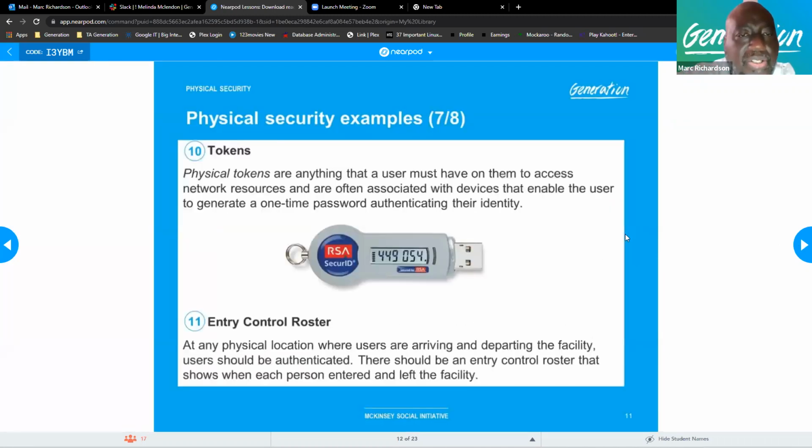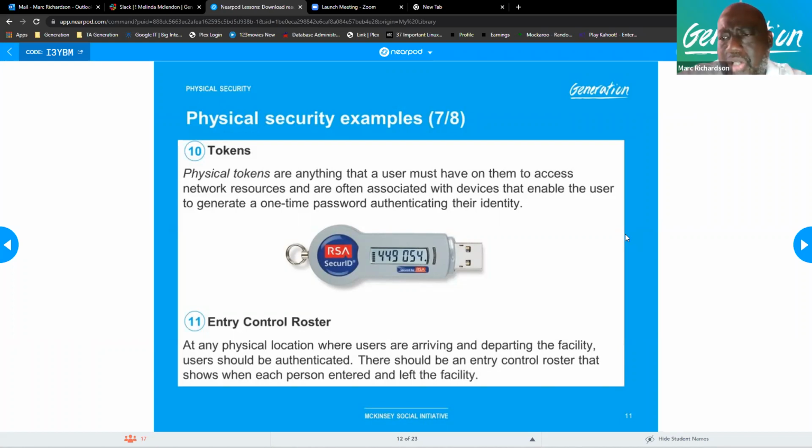Tokens. Physical tokens are anything that a user must have on them to access network resources and are often associated with devices that enable the user to generate a one-time password authenticating their identity.